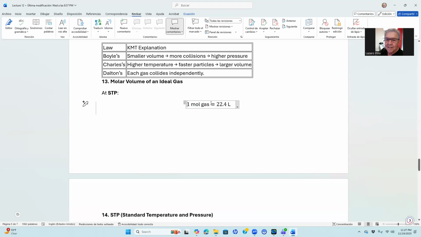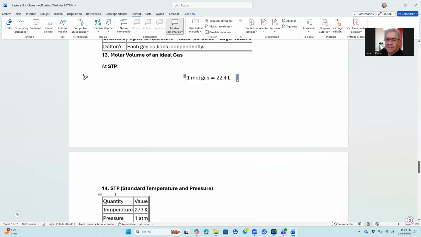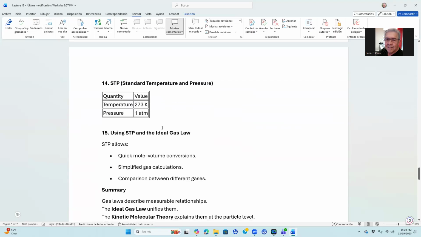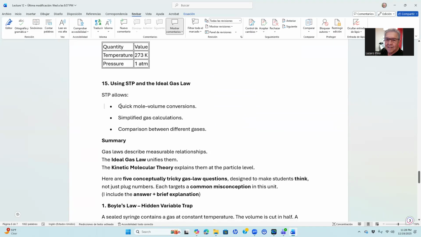A gas occupies a volume of 22.4 liters. This is a very important constant. Don't forget about this. This is the temperature and this is the pressure for a standard, STP, standard temperature and pressure. Using STP and the ideal gas law, what are you going to find? Look at this: quick mole-to-volume conversions, simplified gas calculations, comparison between different gases.